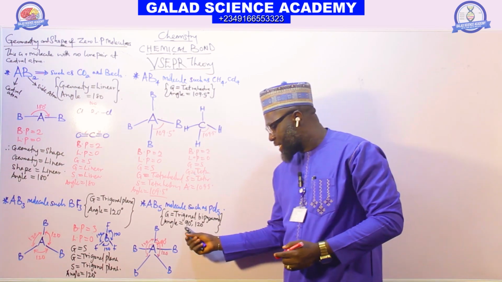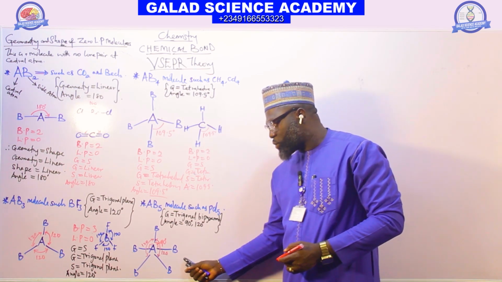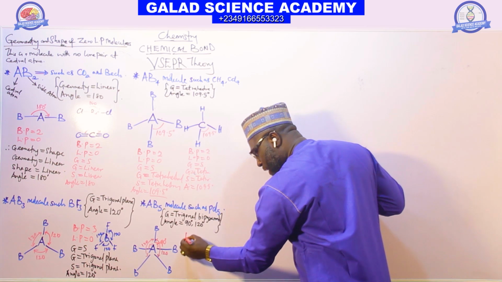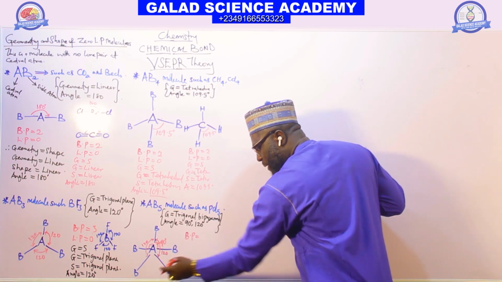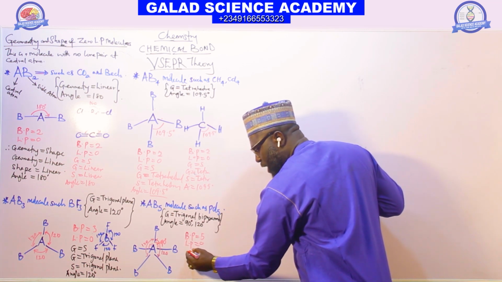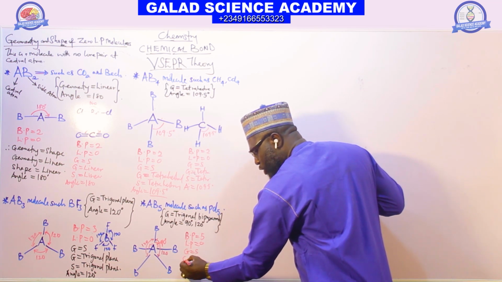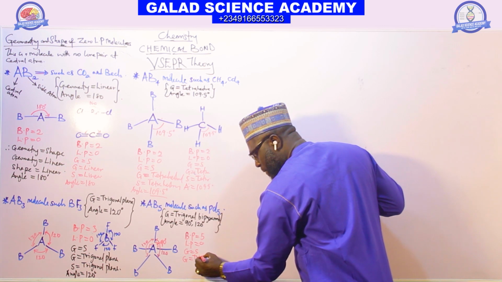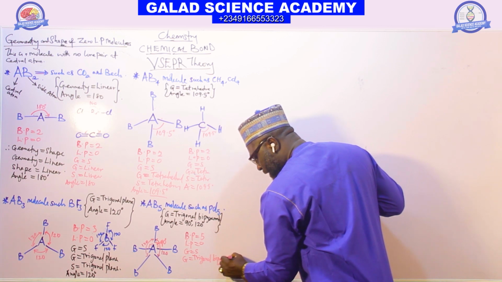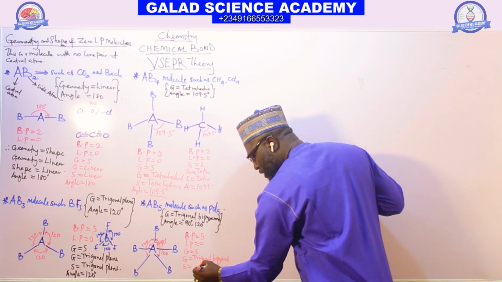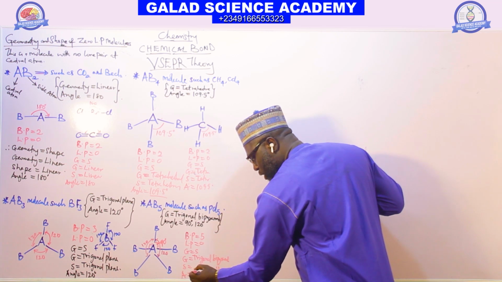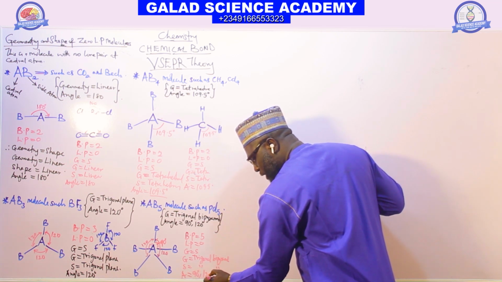That's why we have 90 and 120, and the shape is trigonal bipyramidal. Let us look at the bond pair. How many bond pairs? 5. Lone pair is 0. When lone pair is equal to 0, geometry equals shape. Geometry is trigonal bipyramidal, and the shape is also trigonal bipyramidal. Angle A is 90 degrees and 120 degrees.